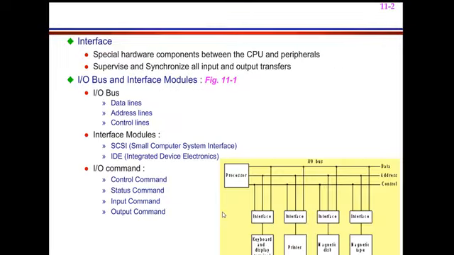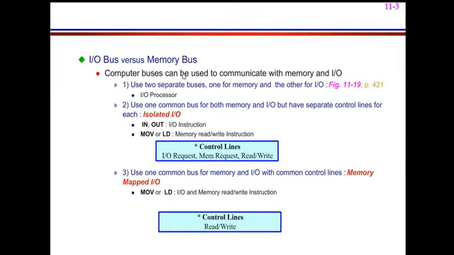Now, whenever you go with the I/O bus, we generally have two different types of I/O mapping. One is isolated I/O, and the second one is memory mapped I/O.